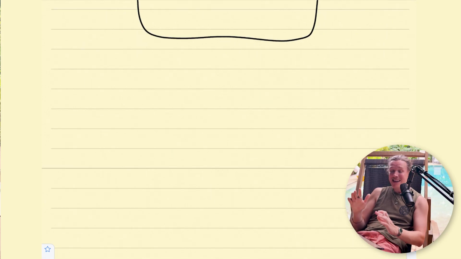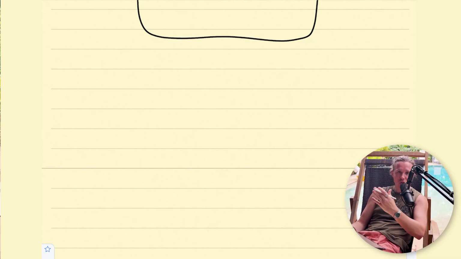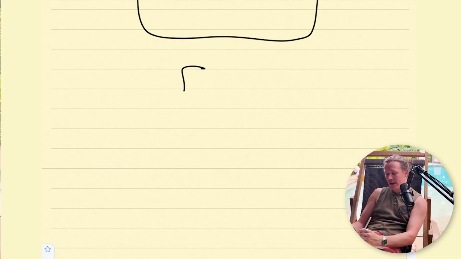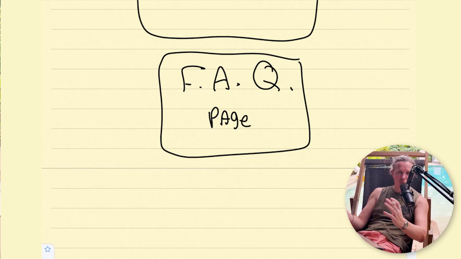Now, the final part, and this is the most important part of the minimum viable calendar, is what comes next. After you've had somebody complete the calendar booking, you're going to want to route them to your FAQ page. Now, your FAQ page, your confirmation page, if you want to call it that, is the page that is going to do all of the selling.